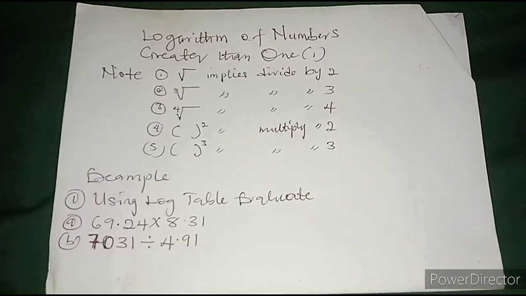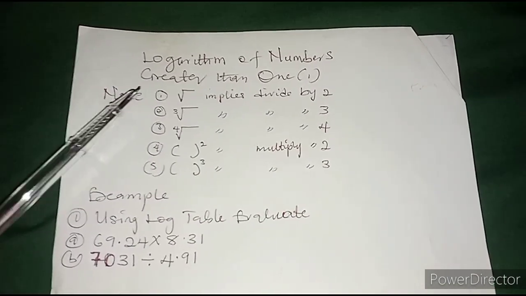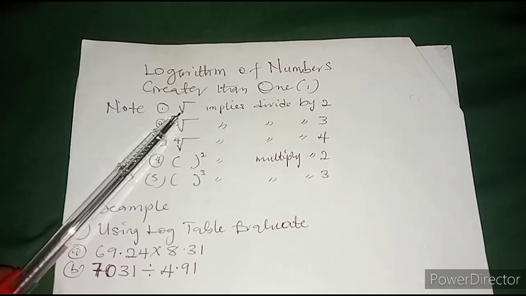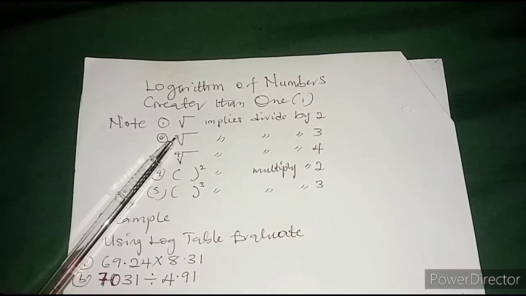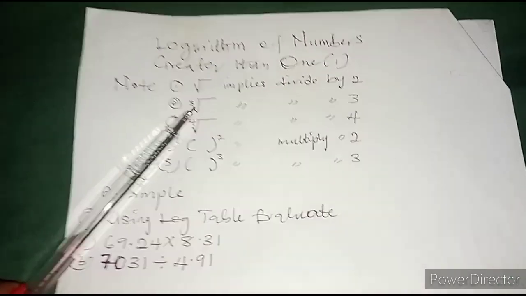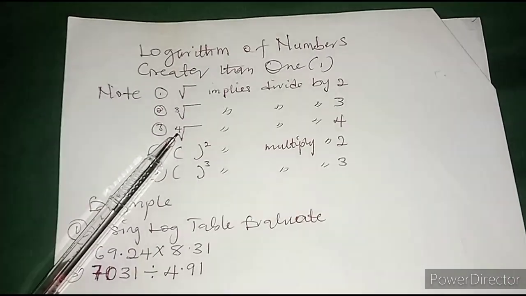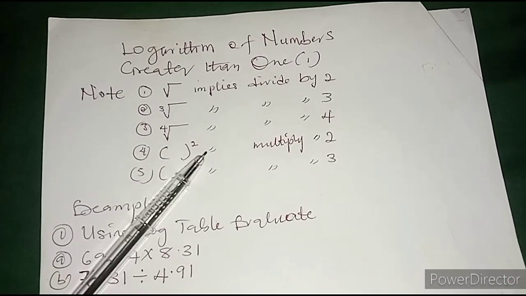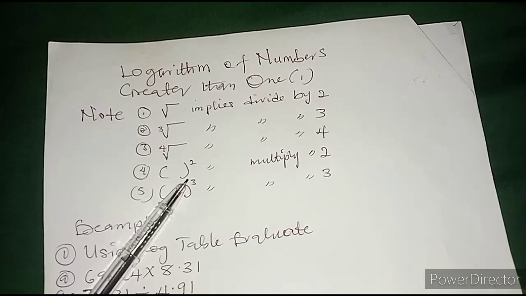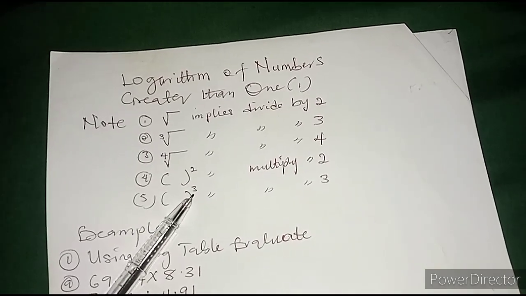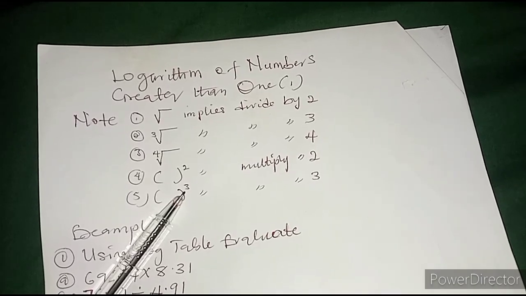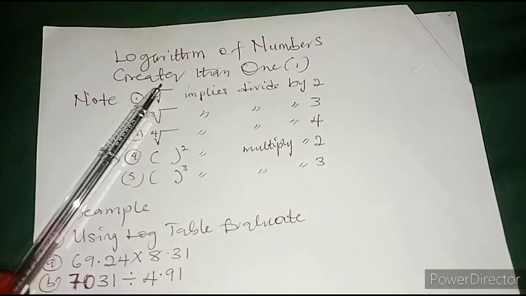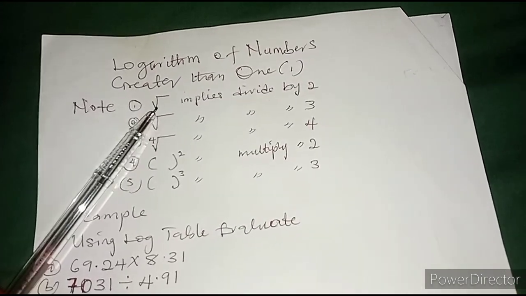Note the various signs stated here. When you see this sign, it implies that you're going to be dividing by 2. This one will be divided by 3, and then you'll be dividing by 4. When you see to the power of 2, it means you are multiplying by 2, and you are multiplying by 3. Meaning that by the time you look for the log of a number, you divide it by 2.